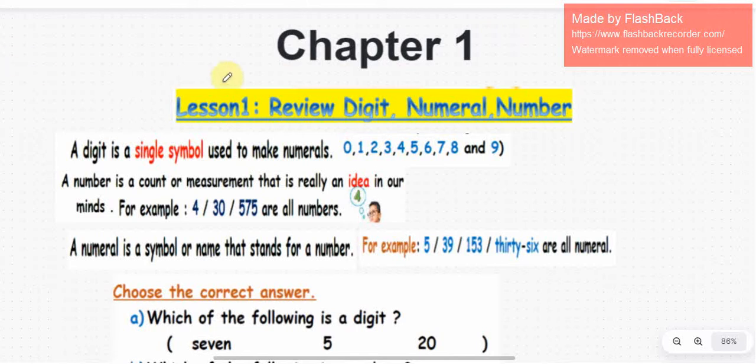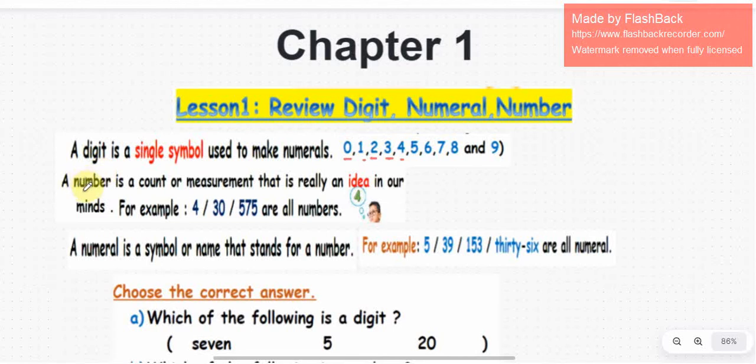Hello, grade 4. The first lesson in our year is called Review: Digit, Numeral and Number. In this lesson we need to know the meaning of digit, numeral and number. Let's start with a digit. A digit is a single symbol used to make a numeral. For example, 0, 1, 2, 3, 4 and so on. So no letters in the digit, only a single symbol.